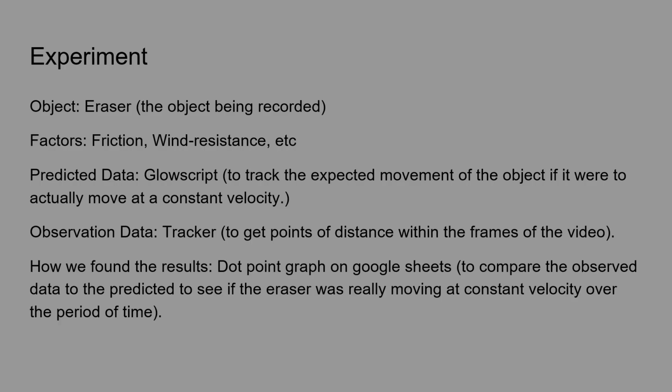For predicted data, we use GlowScript to track the expected movement of the object if it were to actually move at a constant velocity. For observational data, we use Tracker to get the points of distance within the frames of the video. And how we found the results, I used the dot point graph on Google Sheets to compare the observed data to the predicted data to see if the eraser was actually moving at constant velocity over the period of time.